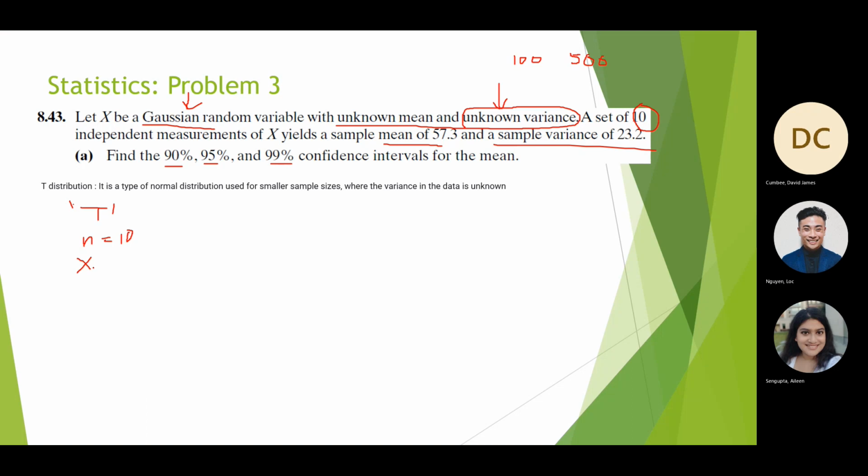So n is equal to 10. X of n. Now I'm using the book notation so that you can follow the book very closely. You need not write it like this. It's 57.3, the sample mean. Sample variance, sigma n squared; sigma n is the standard deviation, given as 23.2. And then you already have the t distribution. You can either start with the t distribution as your conclusion first, or you can write it since this is an unknown variance, we have a t distribution, but you have to write it because this is unknown.